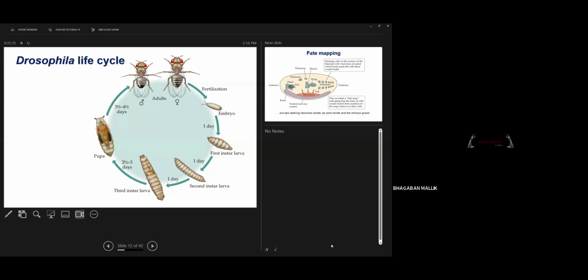Larvae are mobile, they can move. Then comes the pupa stage, where they remain immobile, and this takes around 3 days. From pupa to adult takes around 2 to 3 days. This is very simple, and a lot of things happen during development. So we'll be talking about how development happens in Drosophila.